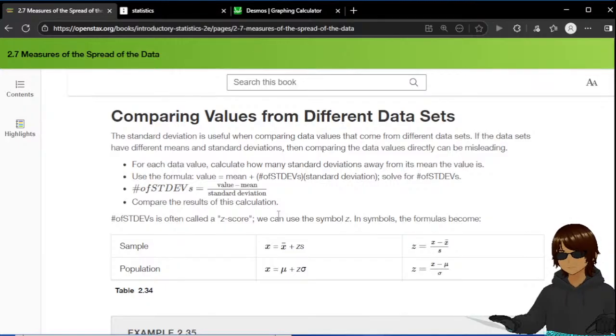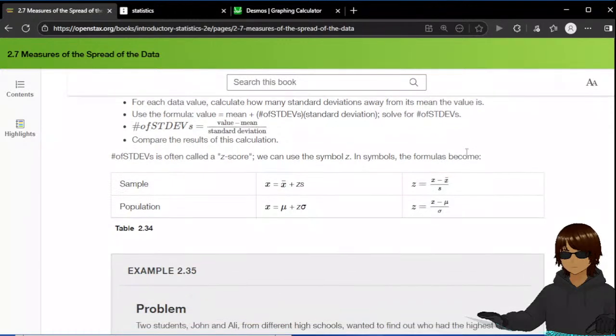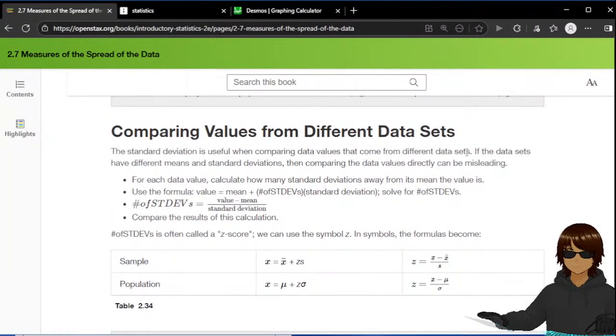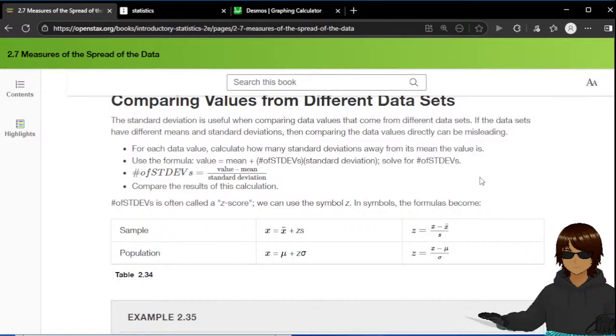Standard deviation is useful when comparing data values that come from different data sets. If the data sets have different means and standard deviations, then comparing the data values directly can be misleading. For each data value, calculate how many standard deviations away from its mean the value is. Use the formula: value is equal to mean plus number of standard deviations times the standard deviation.